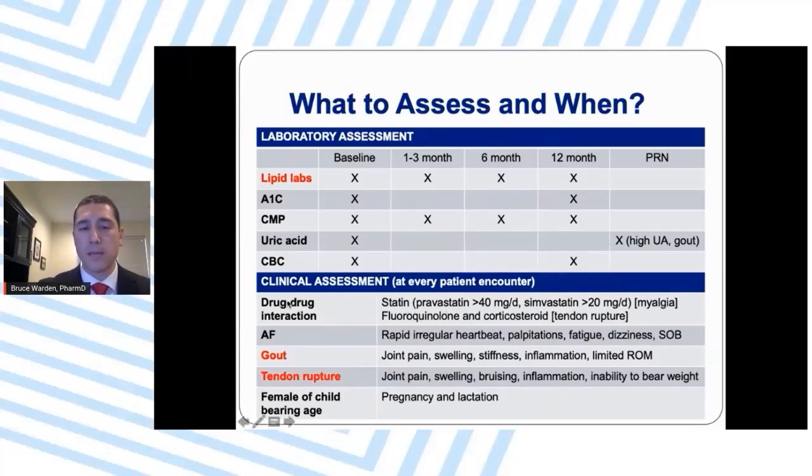And then for the clinical assessment, which I recommend doing at every patient encounter, screening for drug-drug interactions, so avoiding maximal doses of pravastatin and simvastatin, and making sure that patients are not on fluoroquinolones or corticosteroids. And then for atrial fibrillation, gout, and tendon rupture, assessing the patient for signs and symptoms and addressing accordingly. And then for patients that are of childbearing age, discussing risks and benefit in pregnancy and lactation.